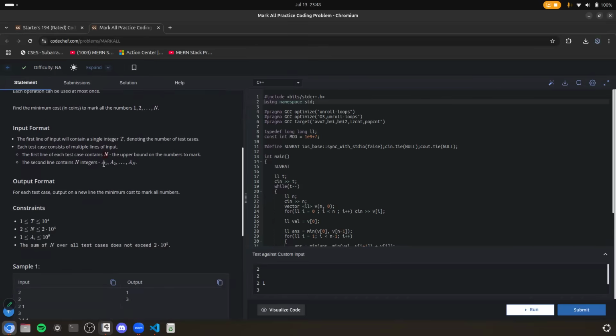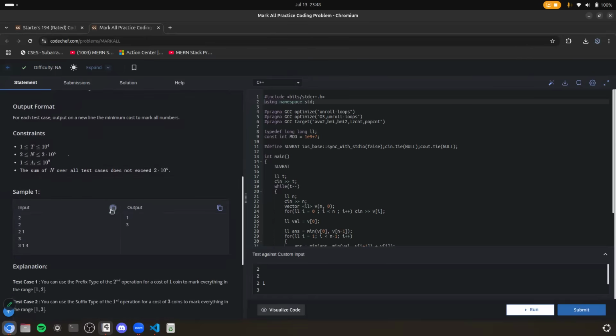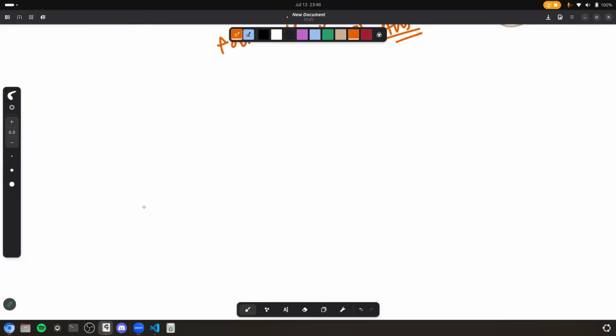We have for each test case an n and the integer array a. The constraints are n is less than or equal to 2e5, and the sum of n over all the test cases does not exceed 2e5. So the expected time complexity would be O of n or O of n log n. Let's see the test cases. Problem B.